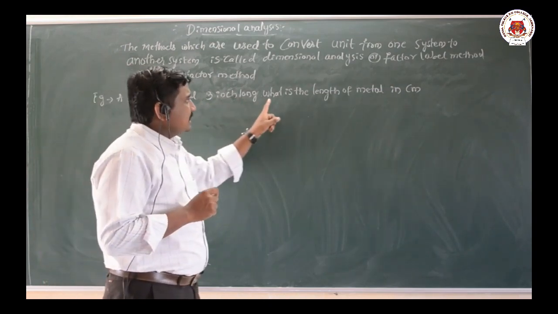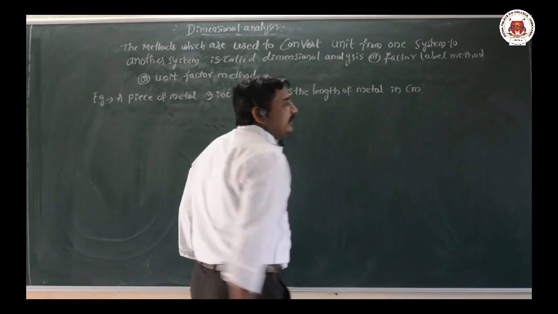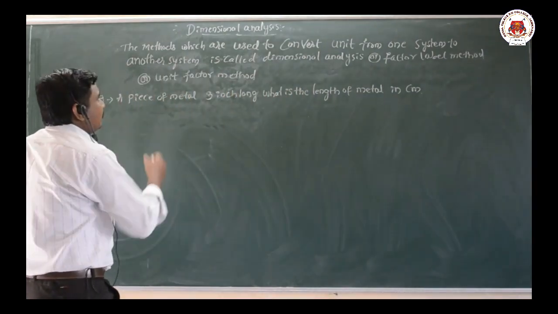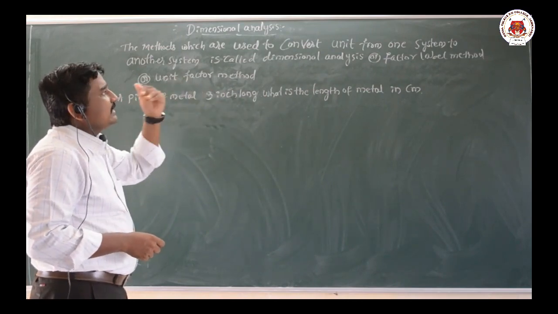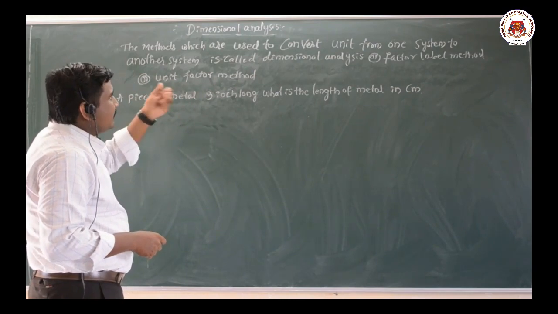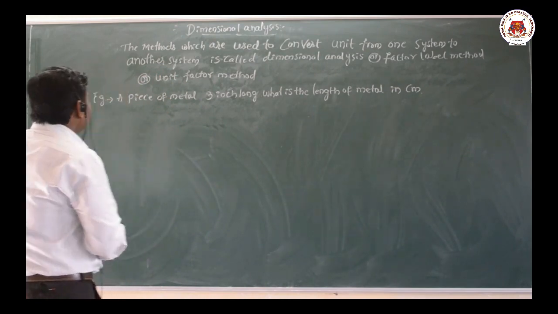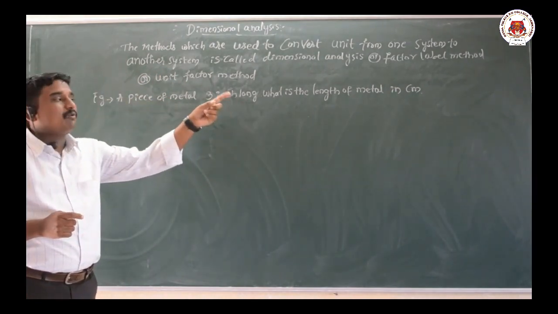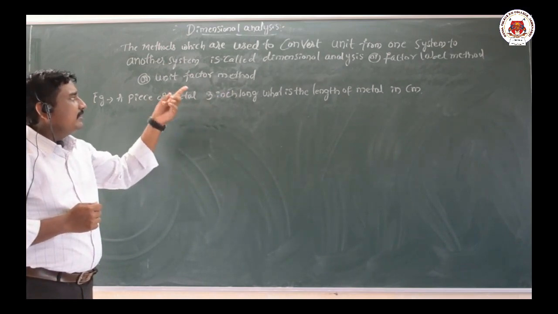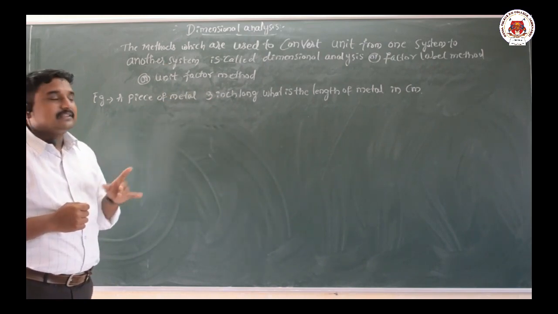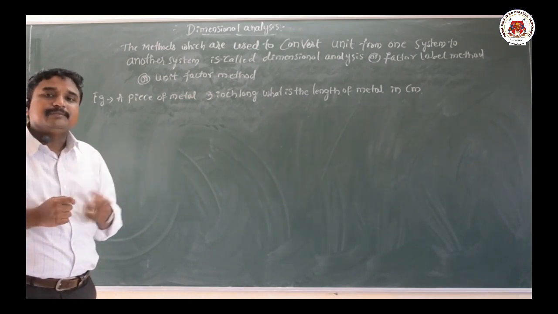They asked for the length of the metal in centimeter, so we have to convert this length. To convert this we are going to use a unit factor method, or dimensional analysis. A piece of metal is 3 inch long; what is the length of the metal in centimeter? They have given the length in inches and asked us to convert it to centimeter.